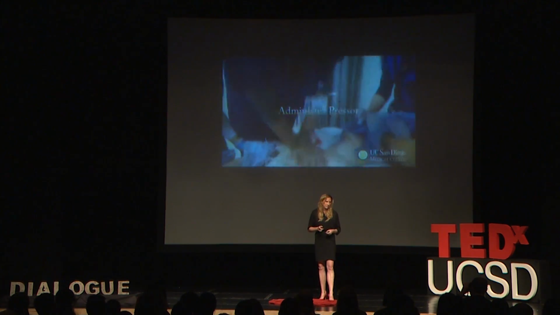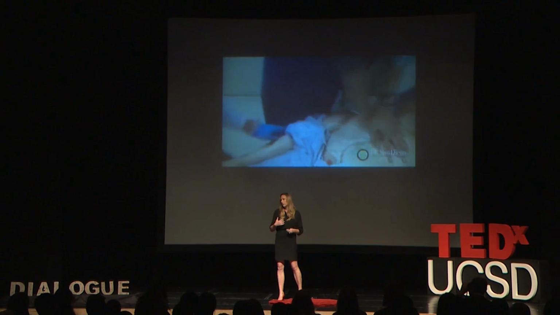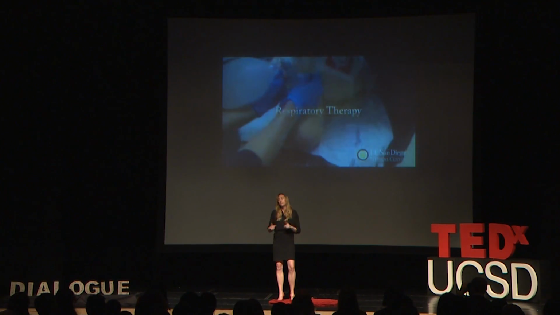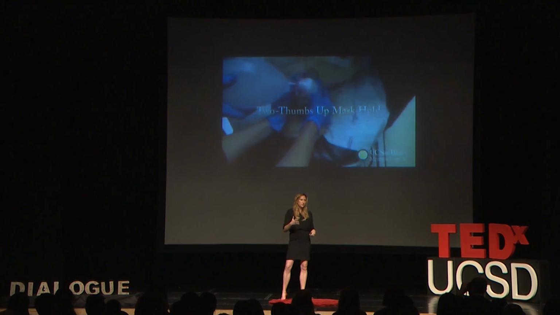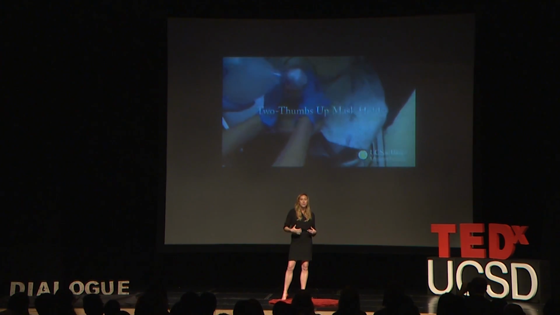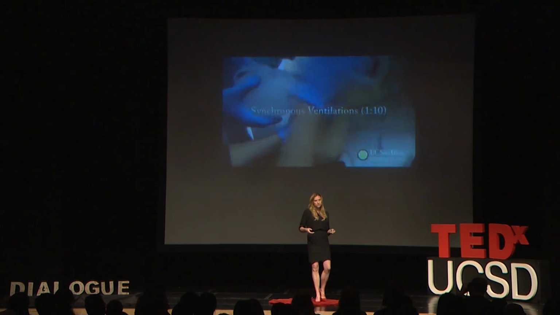C is for compression. Compressions are done on the patient's chest in order to course blood through the heart and lungs and deliver oxygenated blood to the brain, vital organs, and the heart itself. In doing these compressions, we can often break patients' ribs, damage their lungs, and other surrounding structures.